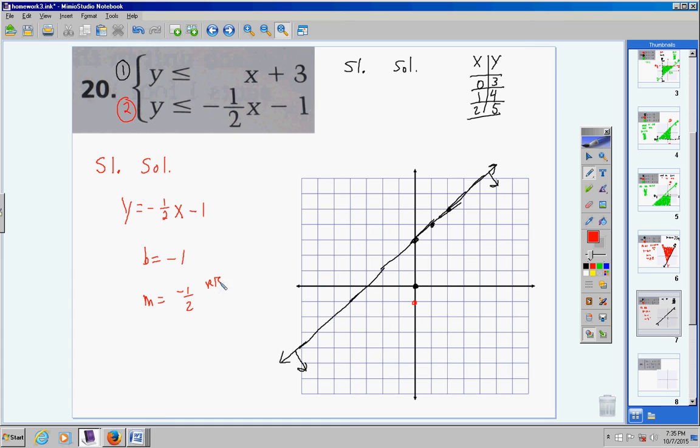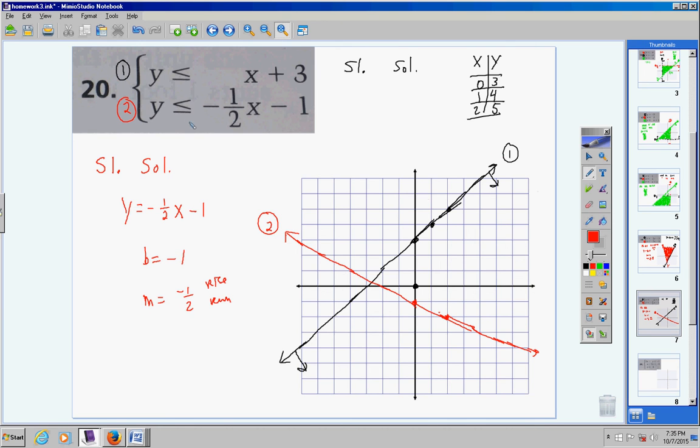My rise number is -1, my run number is 2. So if my rise is -1, then you go down. Your run is a positive 2, so go to the right. There we go. And that will be a solid line, okay? A solid line. And we'll call this line number 2, and I forgot to number my black line. It's my fault. Line number 1.